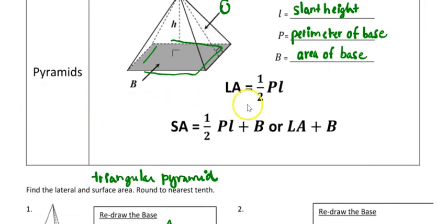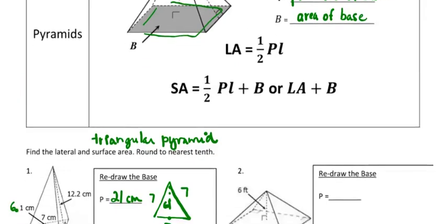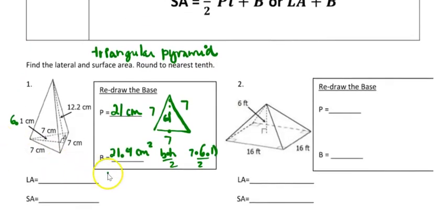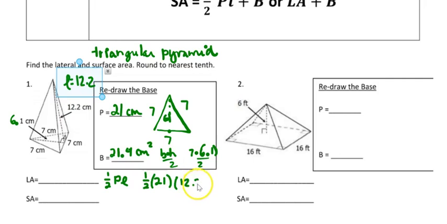It says the lateral surface area is 1/2 the perimeter times the slant height. So we'll just say 1/2. The perimeter is 21. The slant height, actually I didn't even write it down for us, was 12.2. So that's our slant height. We multiply all that together, we're going to get 128.1 centimeters squared.